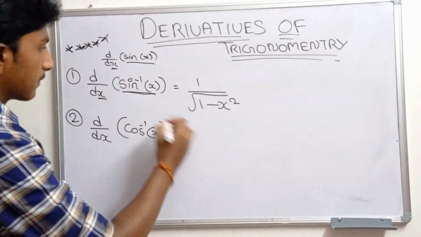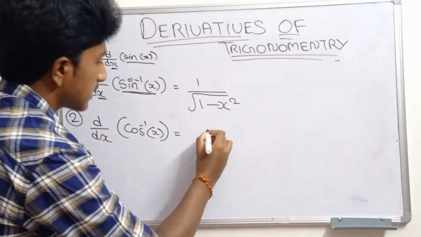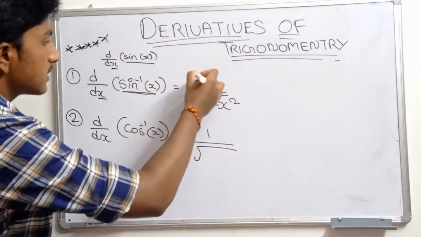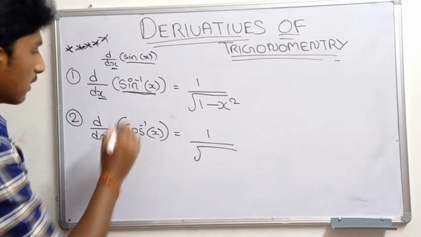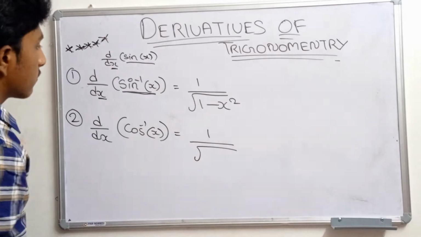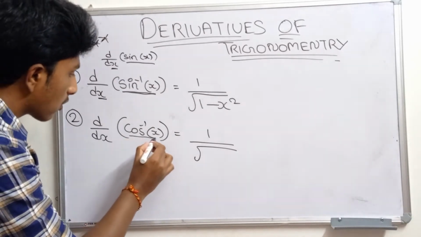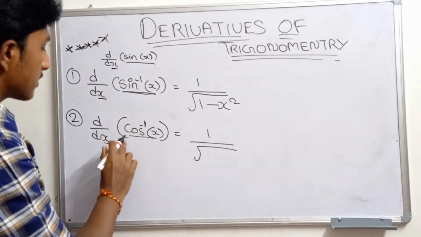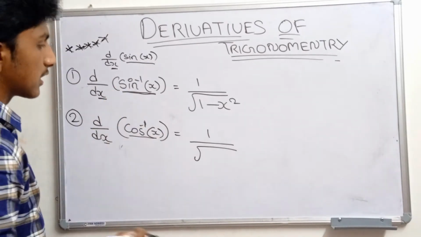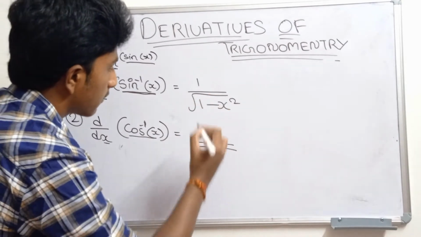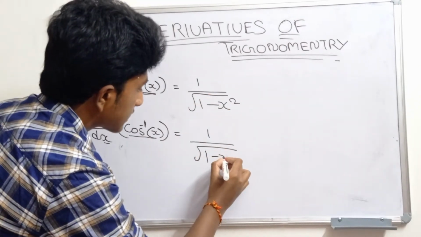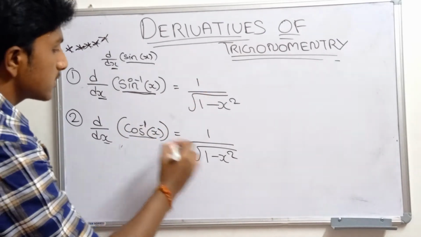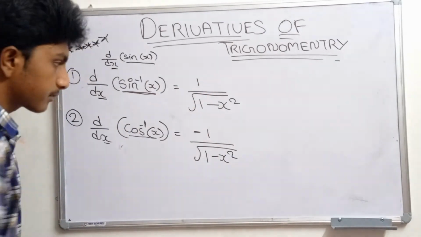Sine inverse x. Now coming to cos, write the same formula. D by dx of sine inverse x is 1 by root over 1 minus x square. And d by dx of cos inverse x, we are differentiating the function cos inverse x with respect to x. Write the same formula, 1 by root over 1 minus x square. Just these two are same formulas, but for cos, just keep a minus sign.